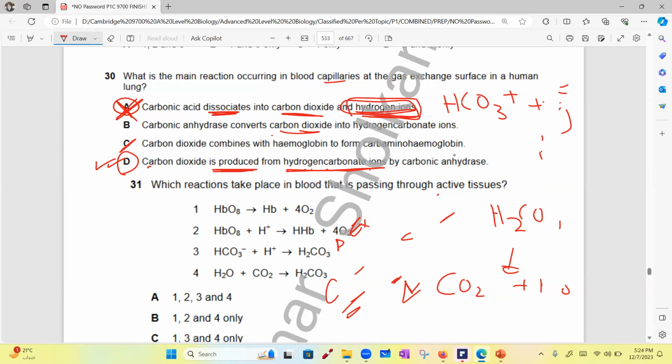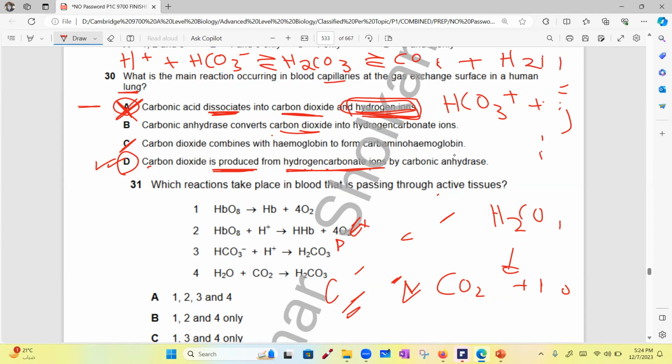Yes. In order to understand this question, you have to write the equation in front of you, the reverse. The moment you see the word lung, write the equation in the opposite direction. Hydrogen ions will react with hydrogen carbonate ions to give me carbonic acid, H2CO3, that will dissociate into carbon dioxide and water, and I will exhale the carbon dioxide and water.